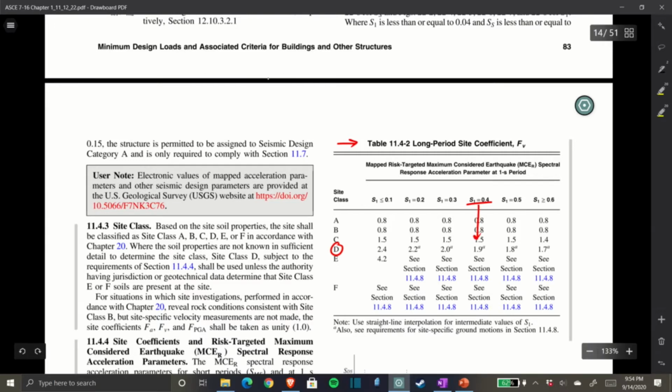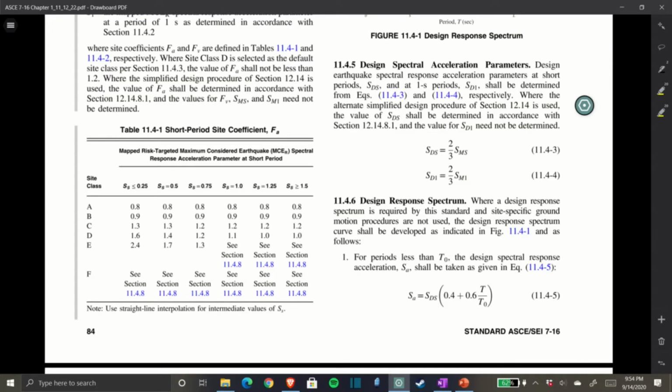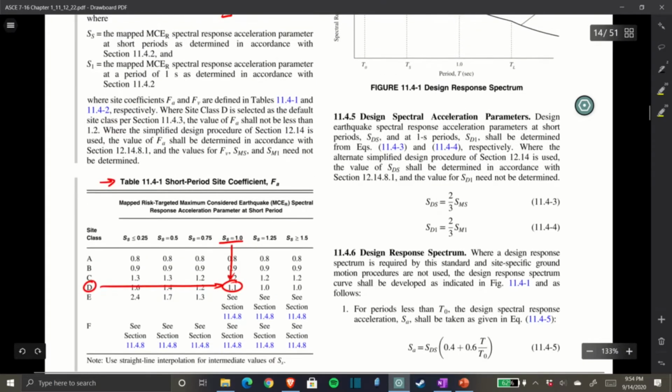We're just going to scooch down: 1.9. All right, so FV is 1.9. Scroll down, let's find FA. Same thing, Table 11.4-1, site class D, SS of 1.0. We're going to scooch down, scooch across: 1.1. Whoa! But hold on a second. Remember, check up here in our notes where we have site class D as default site class per section 11.4.3, the value of FA shall not be less than 1.2.